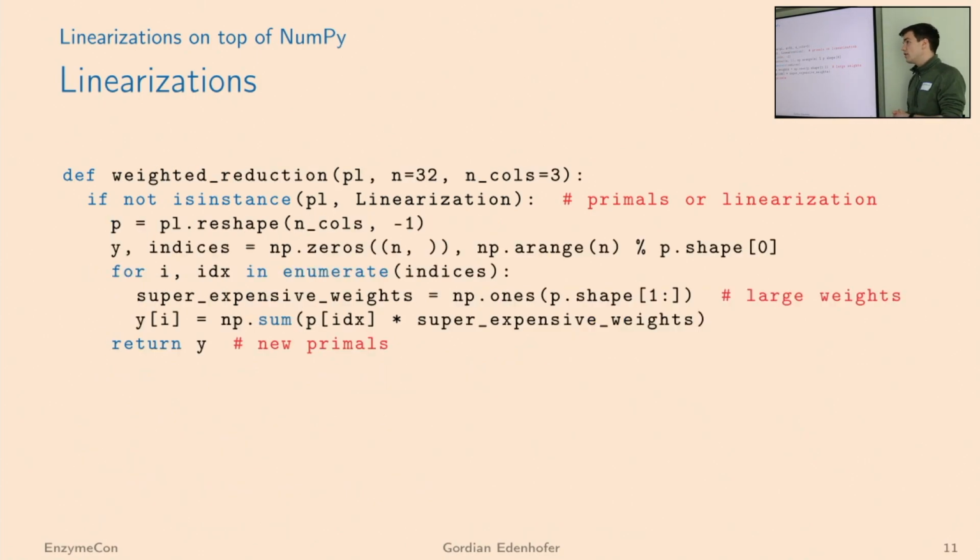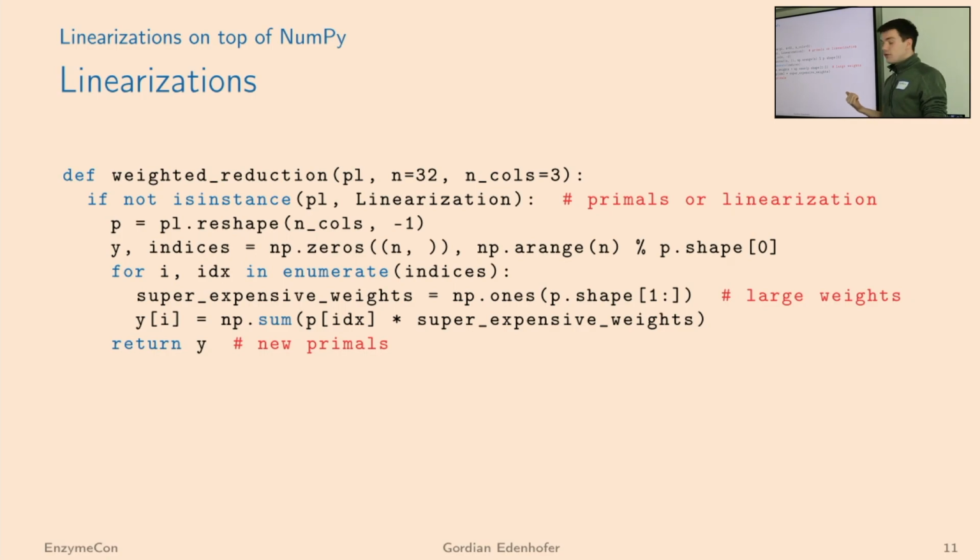Likewise, for our weighted reduction call, we're going to first check whether we have as input a primals or a linearization. If it's not a linearization, we know that we're just working with the raw numpy arrays or array class. And we're just going to apply some very weird things here. We're just going to weight our input, our reshaped input, sum it, and then put it into a new array called y. Those weights you should imagine are super expensive. I just use numpy ones here, but in practice there are some very complicated function of some additional input that is not shown here.